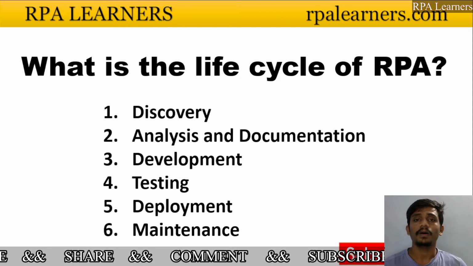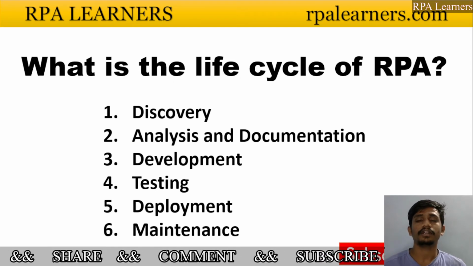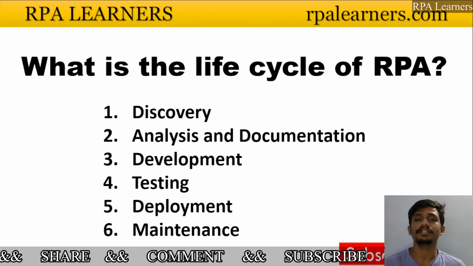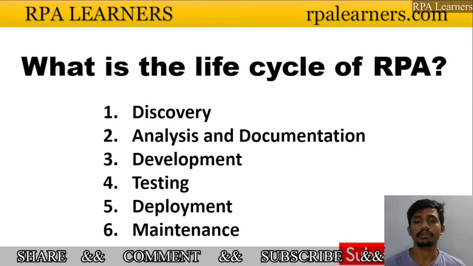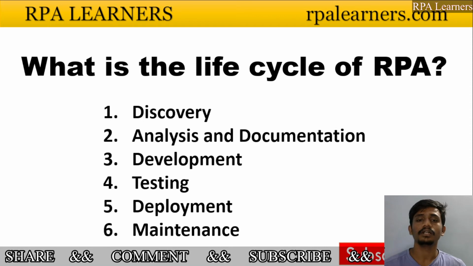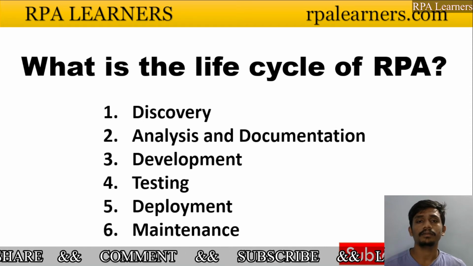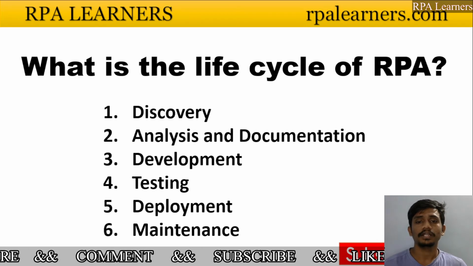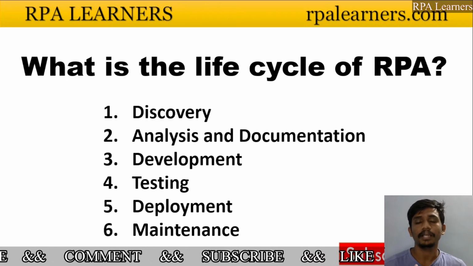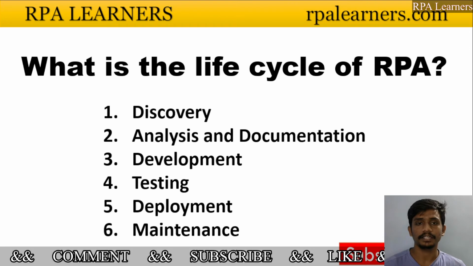After completing all that, after completing the user acceptance testing as well, you will go for the next phase, which is deployment. Now you have the process automation with you. We need to deploy it in order to run it by the robot 24/7, right? So that is the fifth stage. So we completed all the stages of a life cycle.